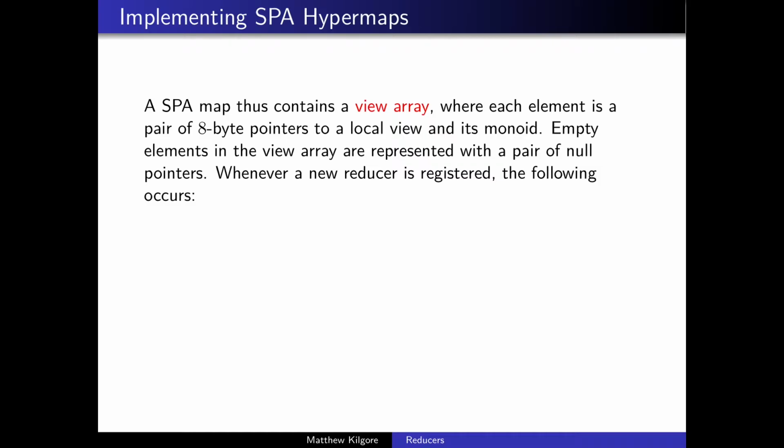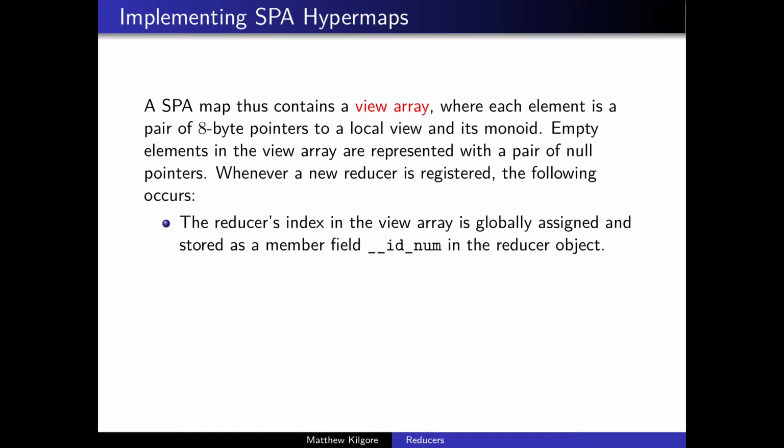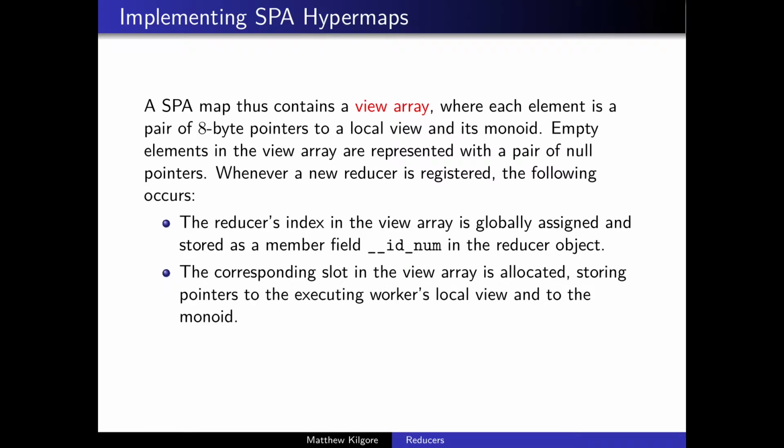Whenever a new reducer is registered, first we get a global ID number and store it in the reducer's ID num field. Then we allocate the corresponding slot in the view array. And when we destroy a reducer, the 16-byte slot is recycled.